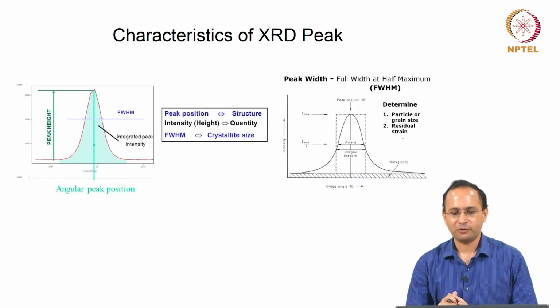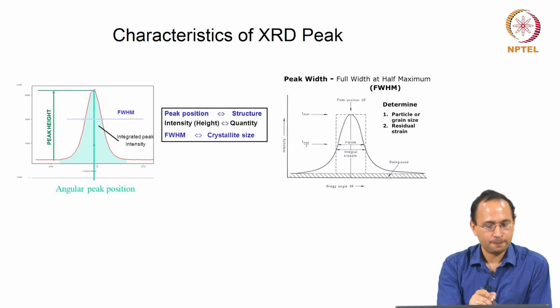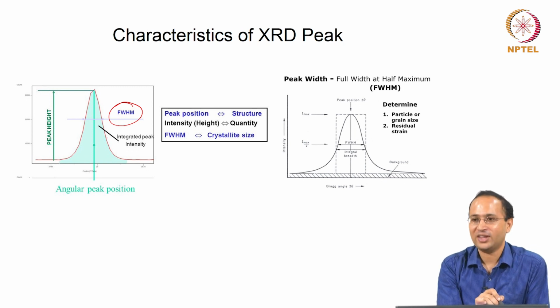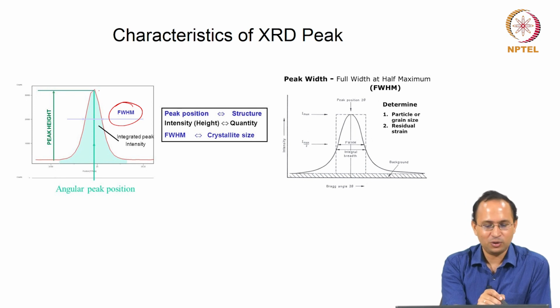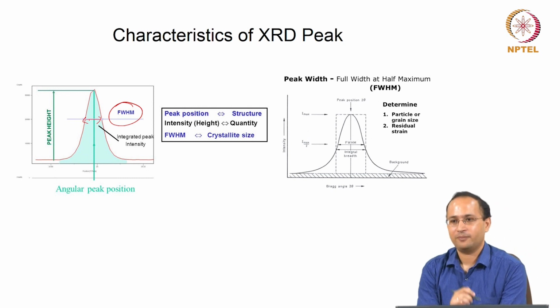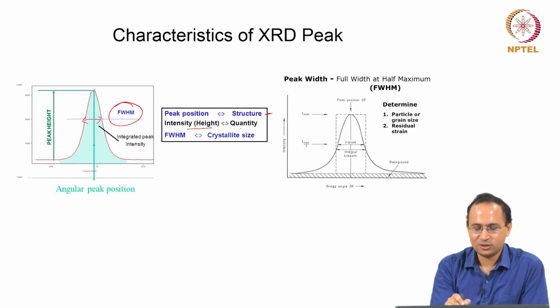So, characteristics of XRD peak, what does it have? A typical XRD peak has an angular position. We often talk about the peak width, which is the FWHM, full width at half maximum. You take half of the intensity, draw a line, and you measure this. This is called FWHM. So, peak position again gives you structure, intensity tells you about the quantity.